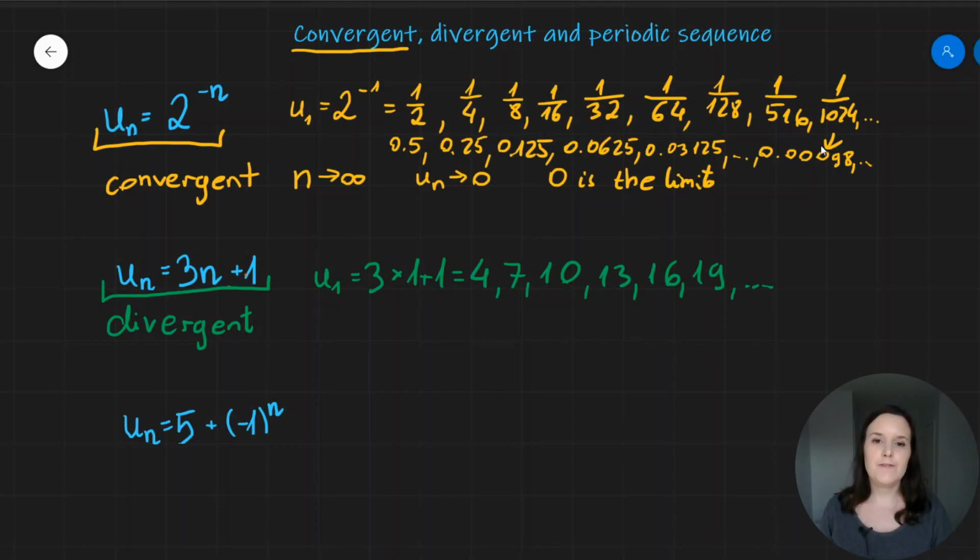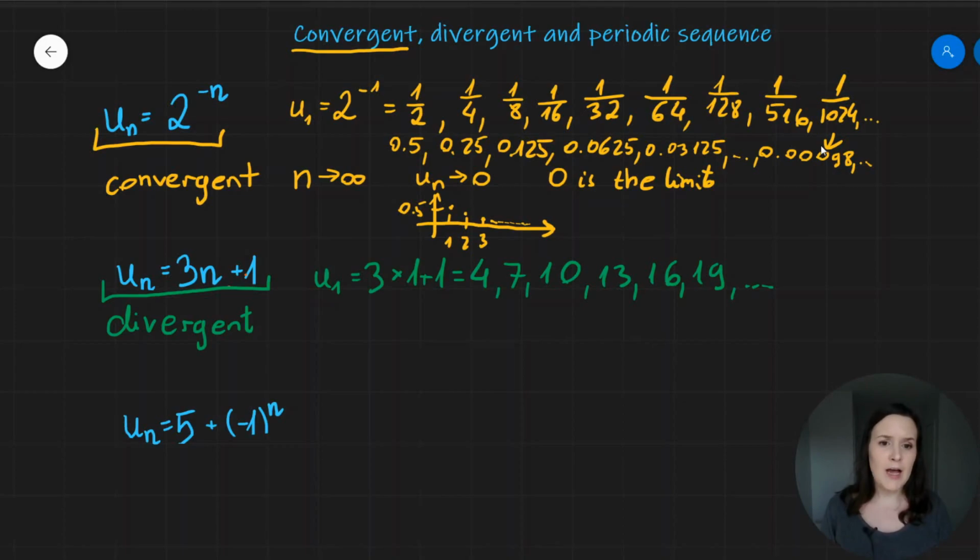So if it doesn't approach any number, it just goes straight to infinity, that's divergent. Let me draw it for you. Convergent looked like this. The first term was half, then the second term was 1/4, then the third term was 1/8, and it went closer and closer to 0. So there was a limit.